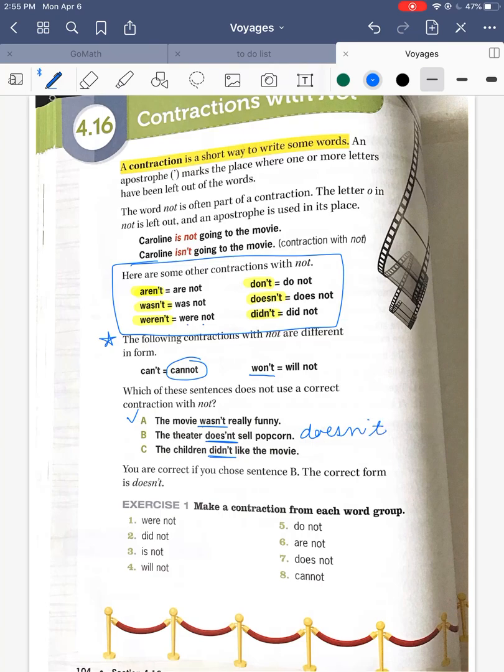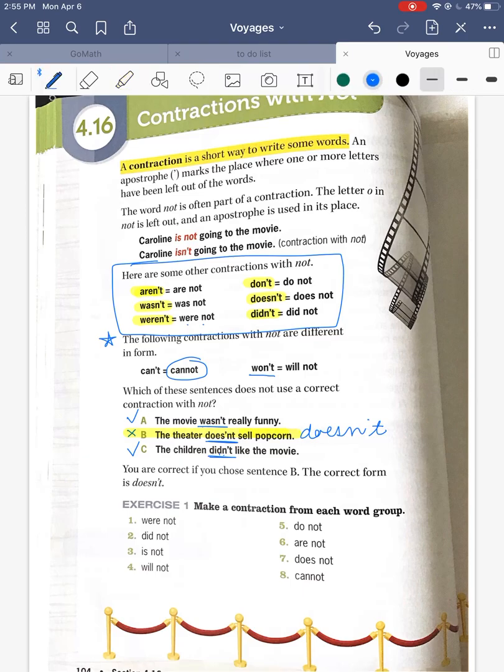Now let's check number 3 just to be sure that it's not also incorrect, because sometimes more than one of the sentences is incorrect. The children didn't like the movie. So did, D I D N apostrophe T. That one's correct. So B is not correctly spelled.